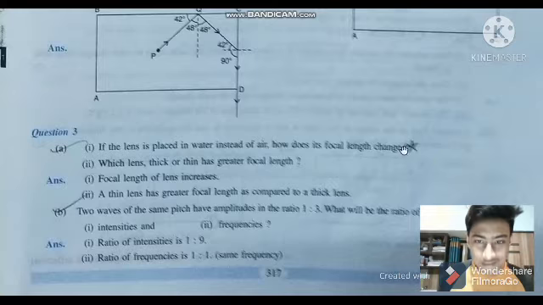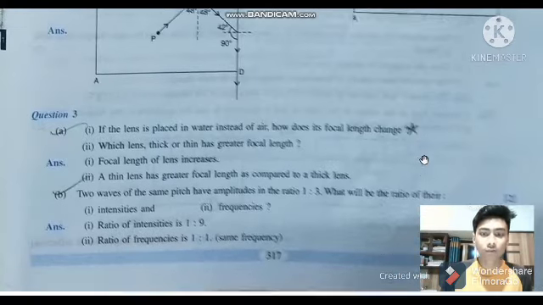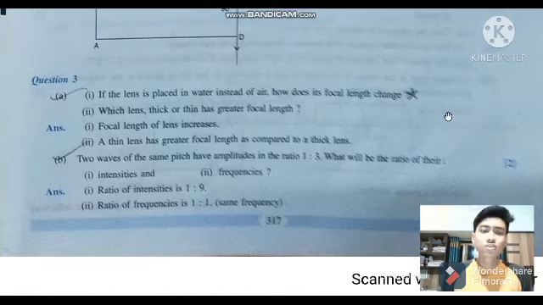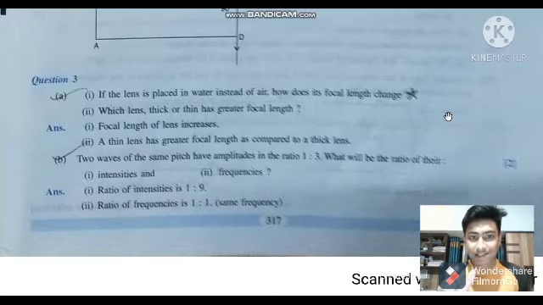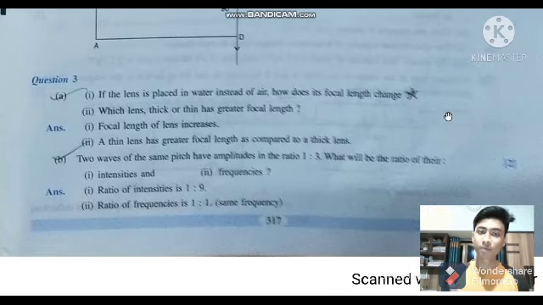Next question states, question 3a, if the lens is placed in water instead of air, how does its focal length change? Okay, this is a very important question, by the way. So the answer is going to be the focal length increases. Let me tell you why. In short, when glass is placed in water instead of air, water has the higher refractive index as compared to air. So when it is placed from air to water, ultimately the focal length is going to increase. That's the thing which you're going to see.